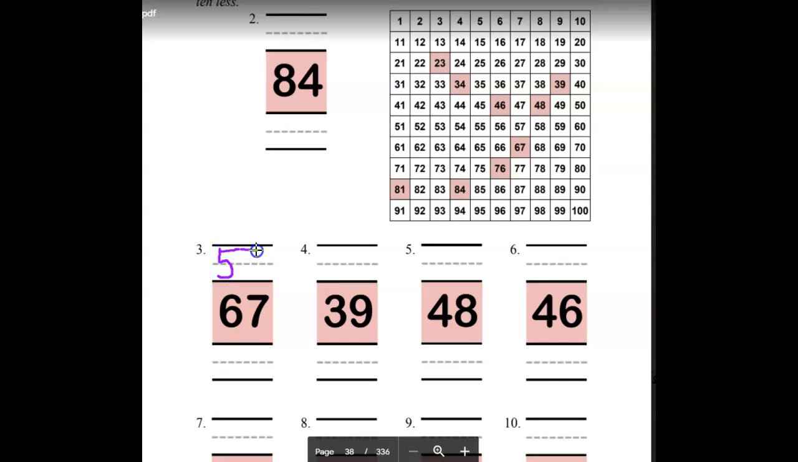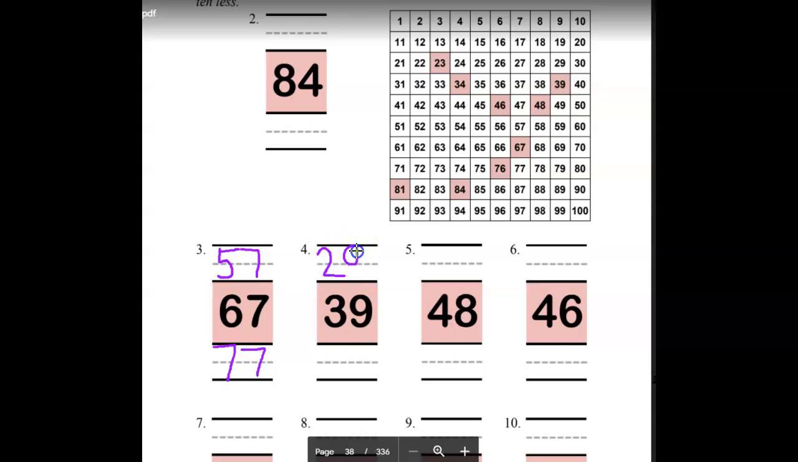Okay, what is 10 more than 67? We go down, and what number is this? Right, 77. So you should have 57 and 77 written down. And you might have 67 written down too. I would. Okay, 39. Let's find it on the chart. 10 less is what number?